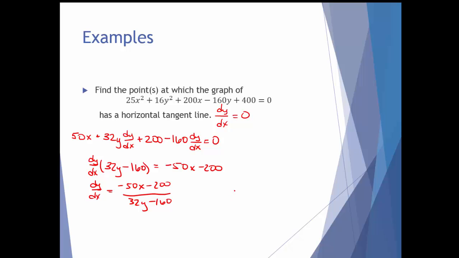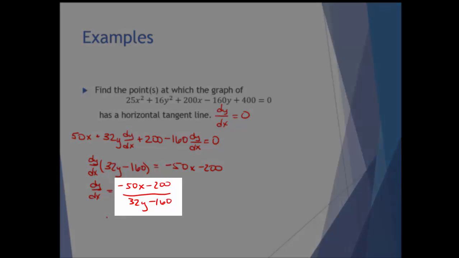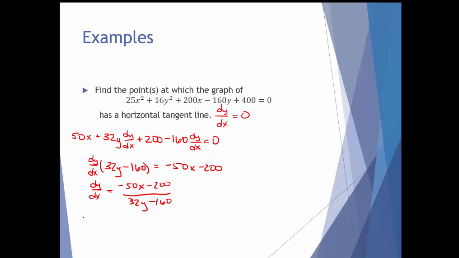There are some other algebraic simplifications you could do. For example, you could factor a 2 out of both the numerator and the denominator and cancel them, but I'm not going to do that at the moment because what I'm actually looking to do is to set this equal to 0. So what I need to do is take this fraction and set it equal to 0, but a fraction is only equal to 0 when its numerator is equal to 0. Okay, so if we solve this for x, we would add the 200 and divide by 50. So x equals negative 4.